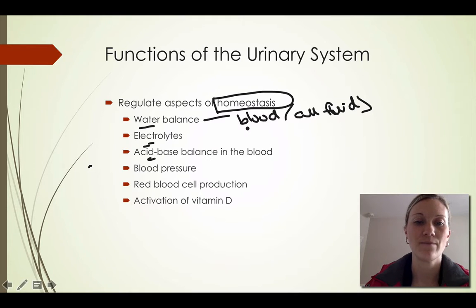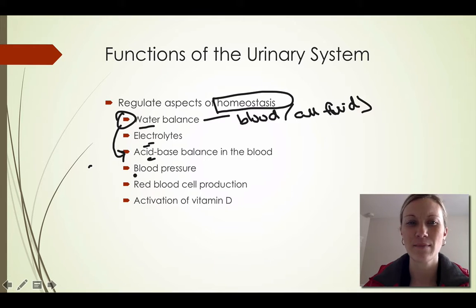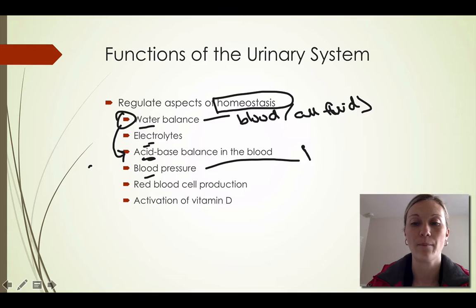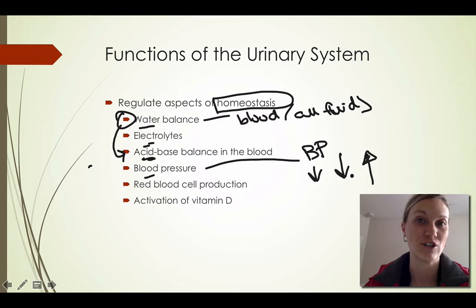Using the water balance, it'll help to act almost as a pH buffer system for your blood as well. It also deals with blood pressure. For example, if your blood pressure is low, that's probably partly because you have less water. So if your urinary system increases the amount of water that you put into your blood, then your blood pressure will probably elevate a little bit. And then the opposite is true as well.